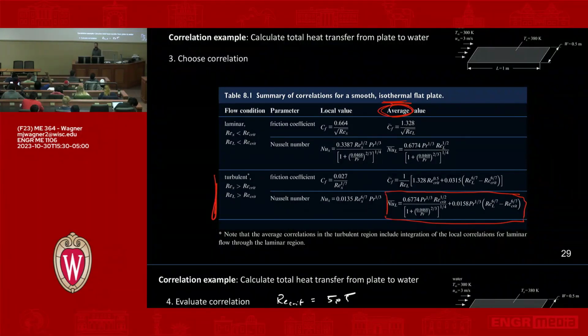Good question. Yeah? So the local value only looks at a specific position on the plate, while the average takes into account the... Right, yep. The question was, the local looks at a specific location versus average takes everything into account. So what we're doing in this average here, this Nusselt in terms of L, is the integrated local Nusselt number from x equals 0 all the way up through x equals L, the end of the plate, including that transition from laminar to turbulent.